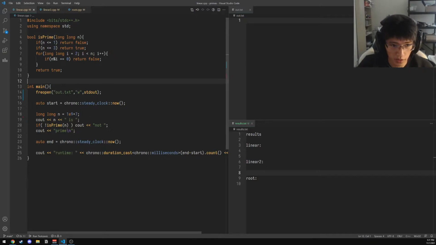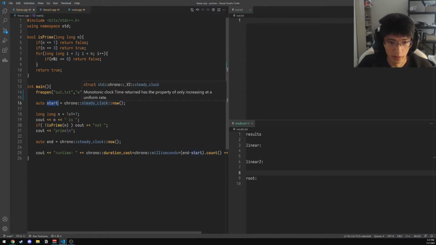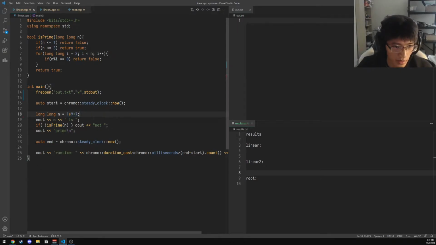In the main function here, I just note the start, which is going to be the system clock time at the start of the program. Run this and then check whether it's prime. I have a really large number here, 1,000,000,007, and then mark the end, and then print out end minus start. So it'll print out how much time took place in milliseconds. If you look at this code, isPrime, I have a function here, and then I'm going to plug in the number 1,000,000,007.